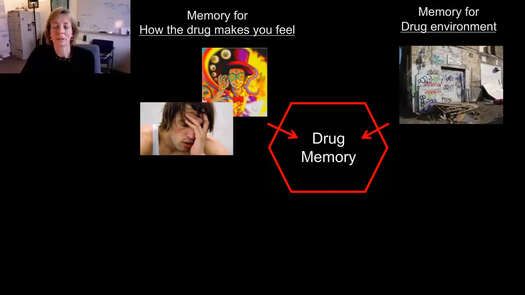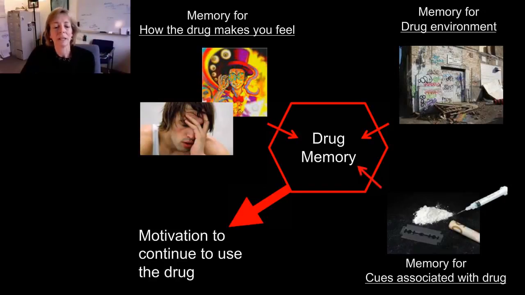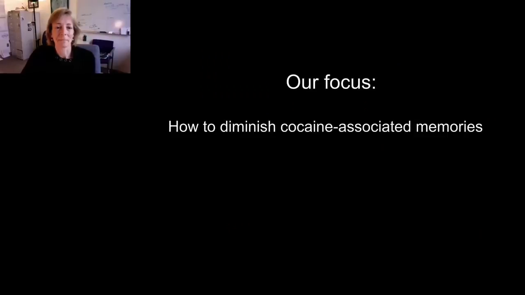And then there's a memory for the drug environment. This would be the environment where one might take drugs or would get their drugs. And there are memories for these drug cues, the very discrete cues that become associated with taking these drugs. I've written this as just a composite drug memory in the center here. And all of these, we believe, contribute in large part to the motivation to continue to use the drugs and to relapse. So our focus then is on how to diminish those cocaine-associated memories.